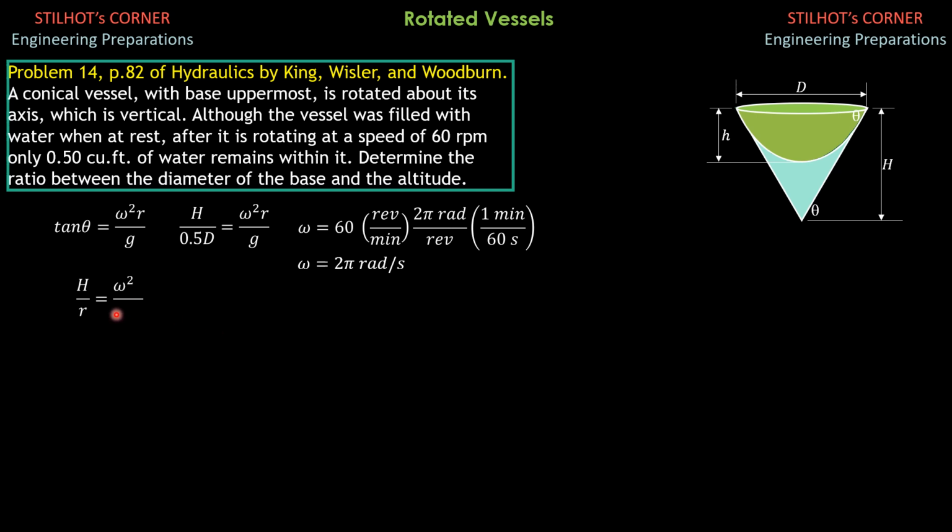H over r is tangent theta equals omega squared r over g. So that means H is omega squared r squared over g. Likewise, the formula for h derived in the lecture part is omega squared r squared over 2g. So replacing this omega squared r squared over g by big H, that means that small h is half of big H. And that is true for a parabolic segment.